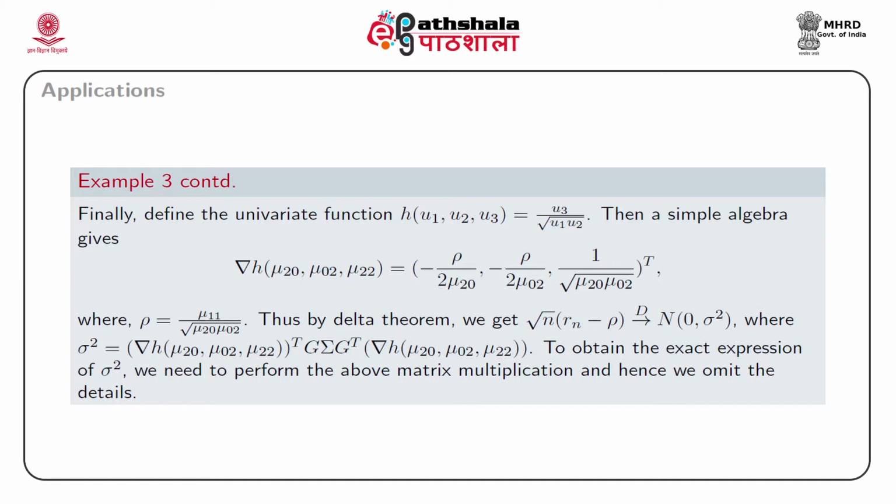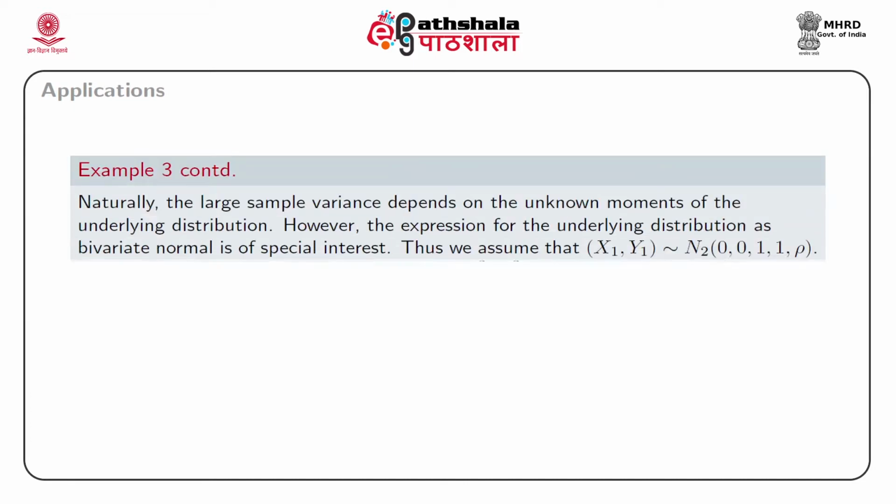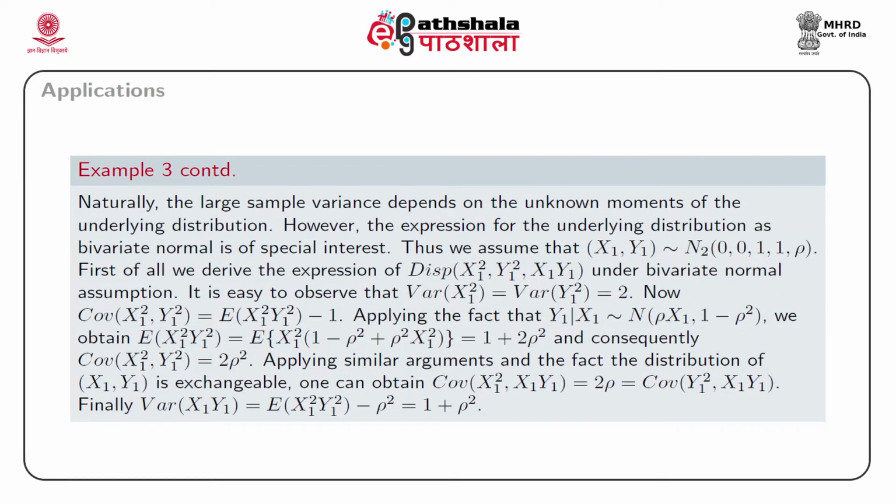Thus, by the delta theorem, after some calculation, we find that Rn, the sample correlation coefficient, has a large sample distribution with mean rho and large sample variance sigma square, where sigma square has a cumbersome expression as given in the text. However, to obtain the exact expression of sigma square, we need to perform the above matrix multiplication, and hence we omit the details because it is very straightforward. So, naturally, the large sample variance depends on the unknown moments of the underlying distribution. However, the case of the underlying distribution being bivariate normal is of special interest.